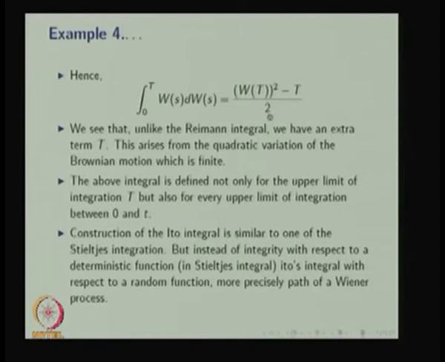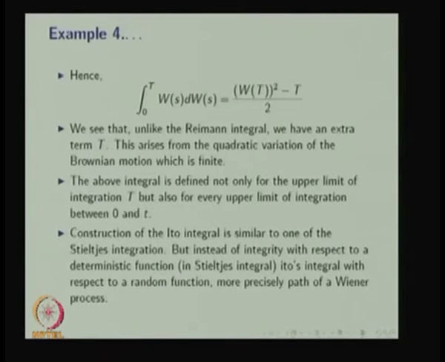Suppose you replace Ws by x. Then you get the integral from 0 to capital T of x dx, which is nothing but x square by 2. Whenever the integrand is of bounded variation as well as a differentiable function, that is nothing but the Riemann integral. So in the Riemann integral you won't have the extra term T by 2. But here we have the extra term minus T by 2.